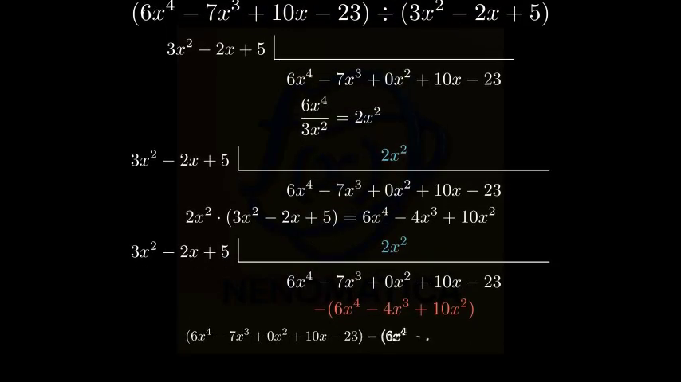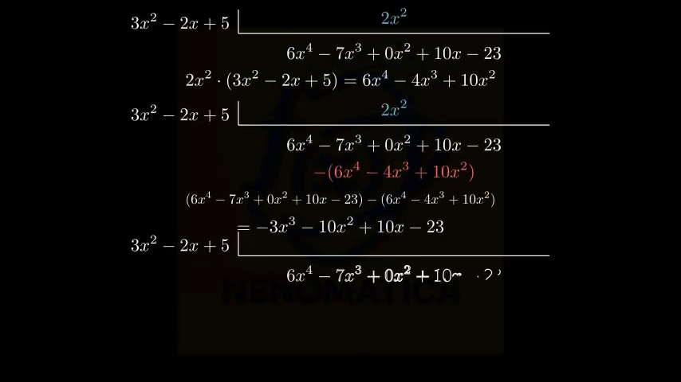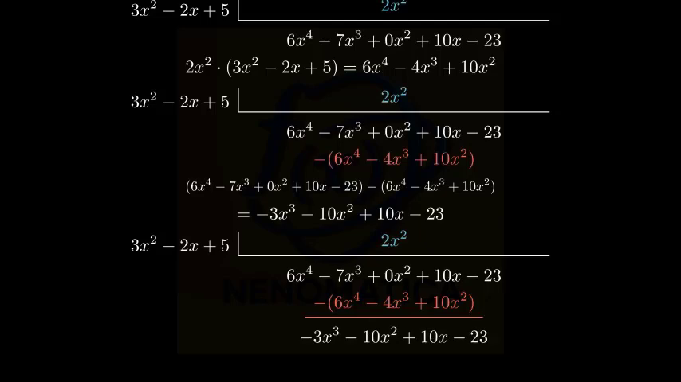That's 6x to the fourth minus 7x cubed plus 0x squared plus 10x minus 23, minus 6x to the fourth minus 4x cubed plus 10x squared. After subtraction, we get negative 3x cubed minus 10x squared plus 10x minus 23.